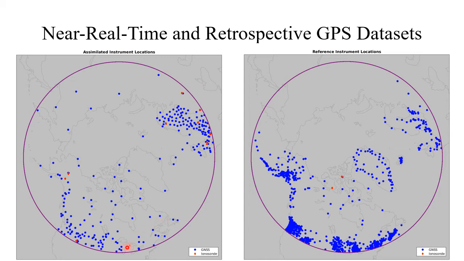I've also plotted out in red the locations of ionosondes that are incorporated into the system, where I'll talk about this in a little bit. But this is our assimilated data, and then during the test events I'll show later, we will use this to validate the data assimilation system as our reference data set.